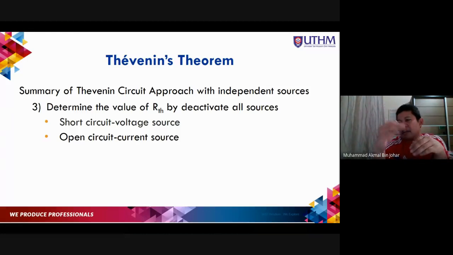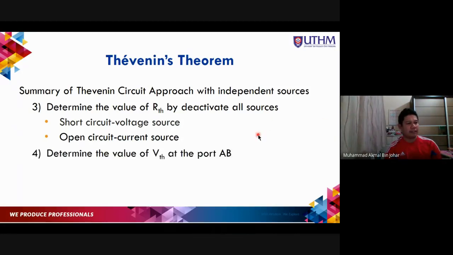But in that technique, what you need to do is you do it separately. But here in Thevenin analysis, you will do that at the very same time, okay? You straight away take out all the current sources and voltage sources at the same time. We will see clearly during the example later on.